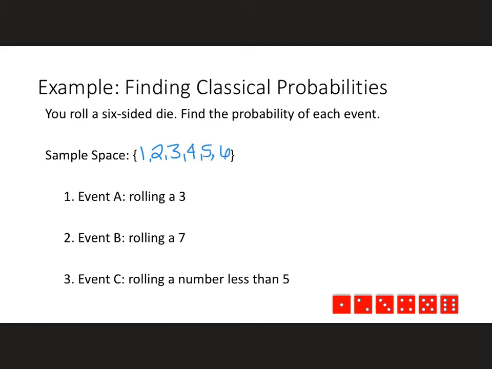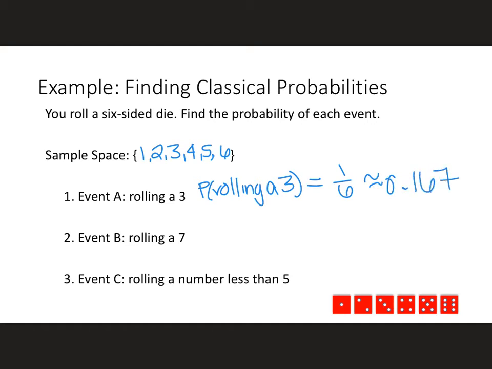Okay, now let's look at if I want to roll a 3. What is the probability of rolling a 3? So the probability of rolling a 3 equals, well, how many times can I get a 3 out of my sample space? I can only get it once. And how many total pieces are in my sample space? We have 6. So 1 out of 6, which is approximately 0.167.